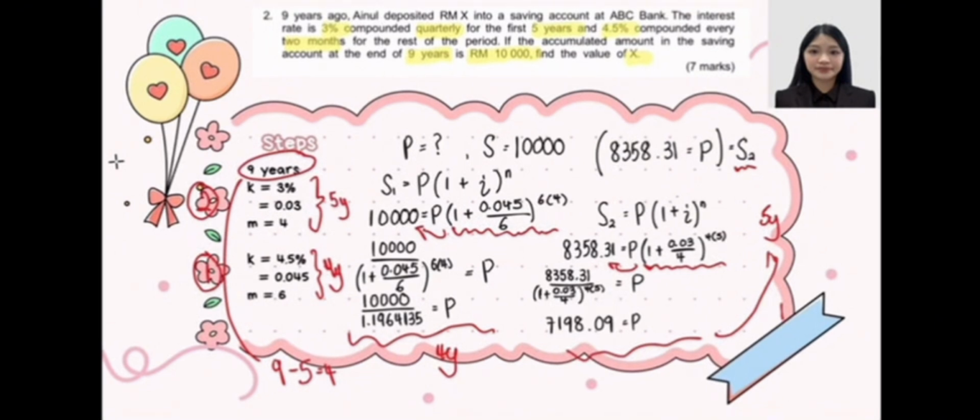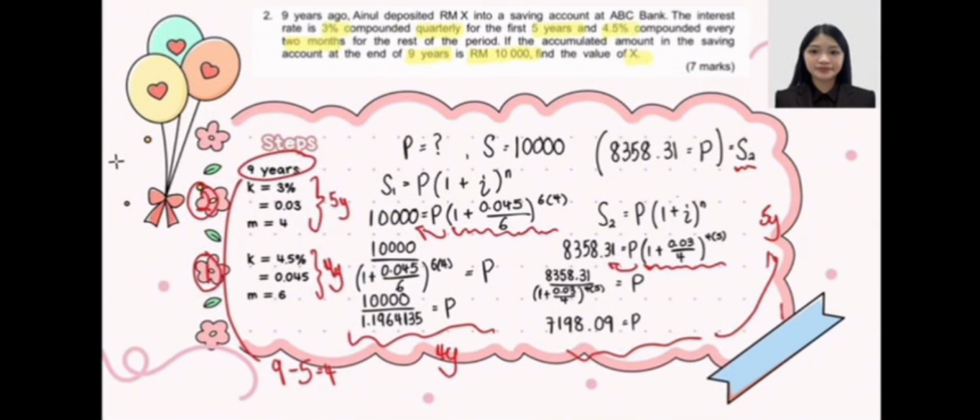Let's proceed with the question. 4.5% compounded every 2 months for the rest of the period. For the rest of the period, we have 9 years minus 5, which is equal to 4 years. So K is equal to 0.045 and M is equal to 6. The reason it is equal to 6 is because every 2 months means 6 times per year. So this information we can use for 4 years only.